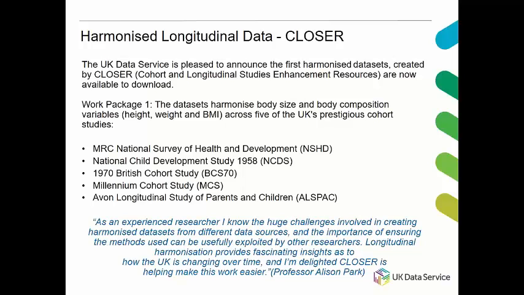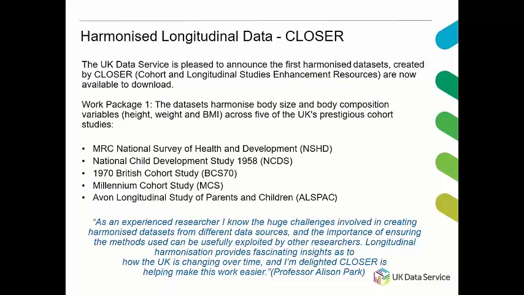And what is actually quite nice, we also have the harmonized longitudinal data from CLOSER, and we make them available via the UK Data Service. So we are very, very pleased to announce the harmonized data sets that have been created by CLOSER. So work package 1, for example, there are 2 work packages so far. Work package 1 has the data sets harmonized, focusing on height, weight, and BMI across 5 of the UK's cohort studies, and they are listed here: NSHD, NCDS, BCS70, MCS, and ALSPAC.